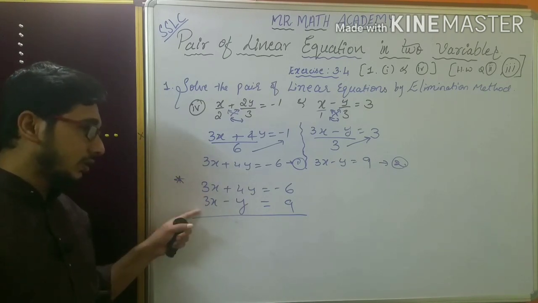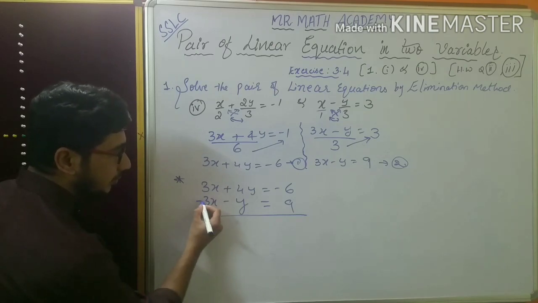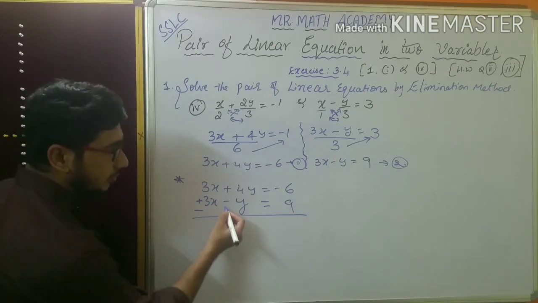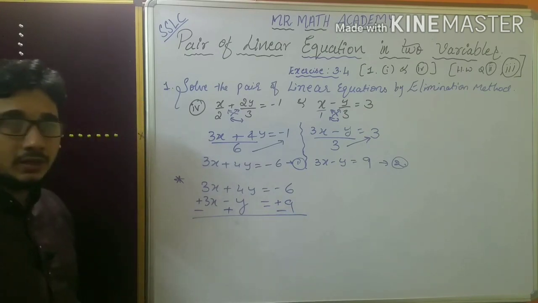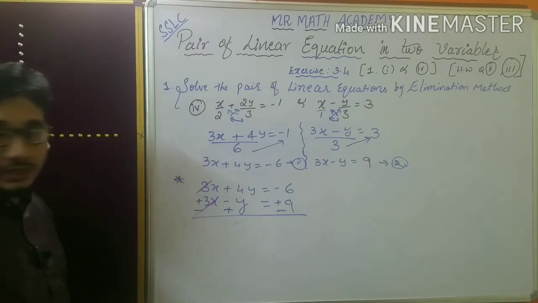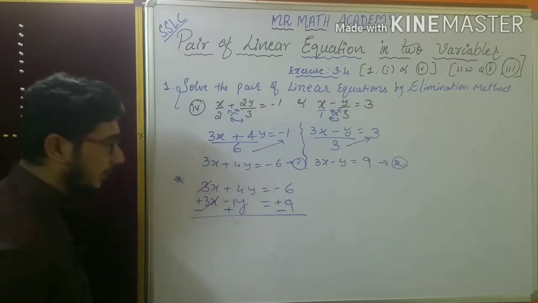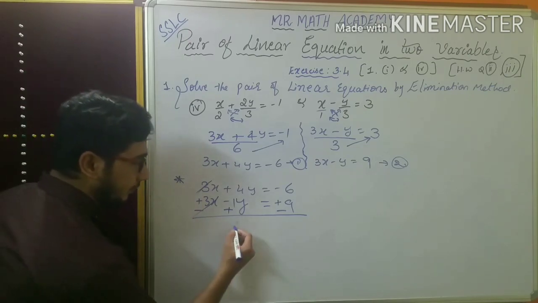Once I am changing the sign here, I have to change the sign for the entire equation. So plus will become minus, minus will become plus, and here plus will be there, it will become minus. Okay. So what will happen? Plus 3x minus 3x will get cancelled. Here nothing means 1 will be there. Plus 4y plus 1y, totally 5y.